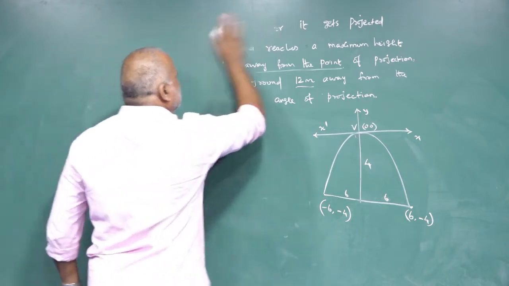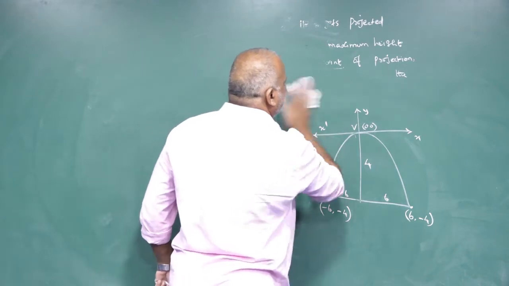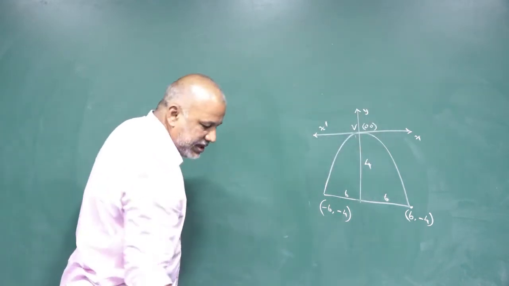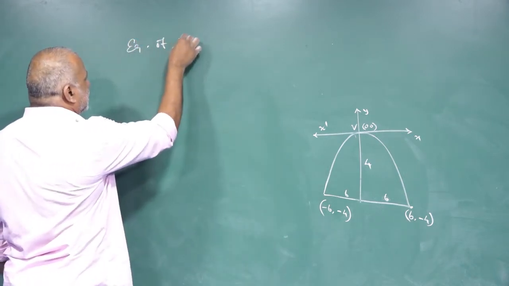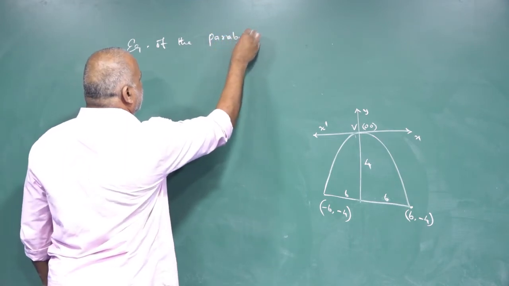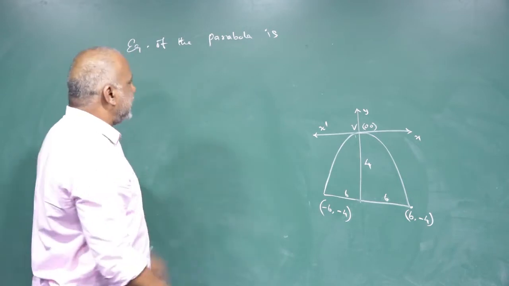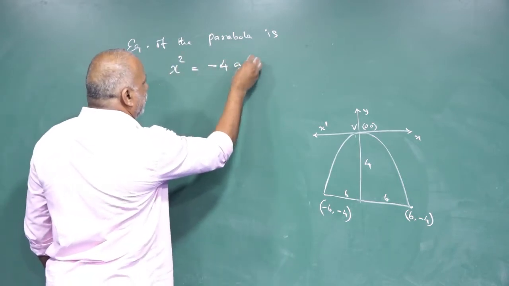So see this parabolic diagram, then converted to equations now. See this diagram. Equation of the parabola is, see this type number 4. So what is the equation? x squared equal to -4ay.